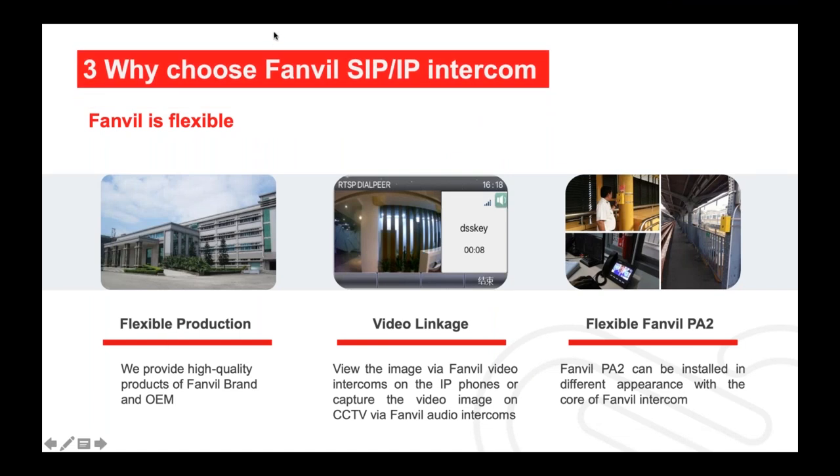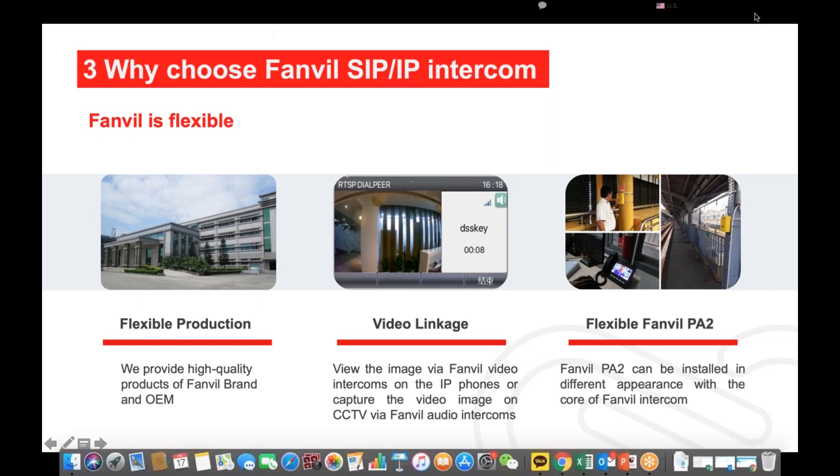The previous page showed the product side, why people work with Fanvil. Here is the marketing side, why people work with Fanvil. We are very flexible. We not only insist on our own brand. According to the market situation, we also follow. So we have flexible production. We have our own brand business and also OEM brand business. And for global major customers, we also do OEM business.